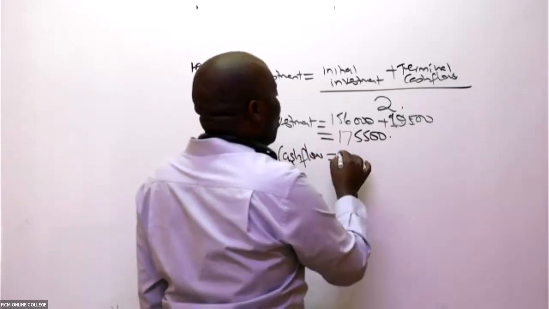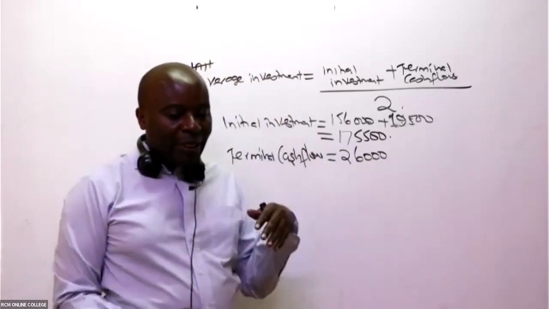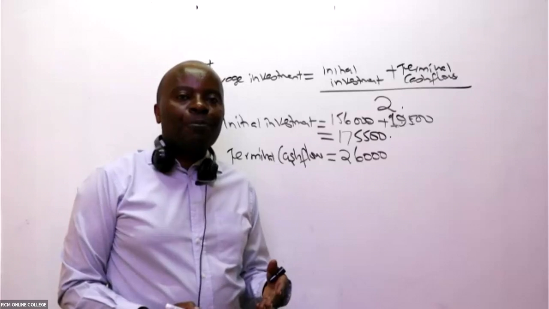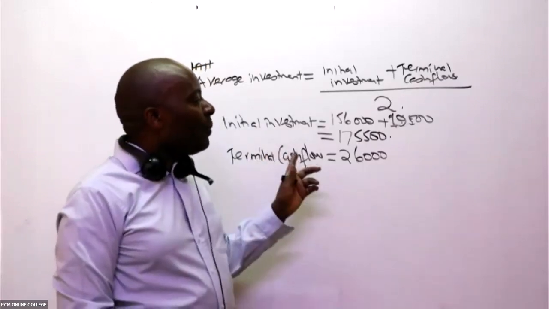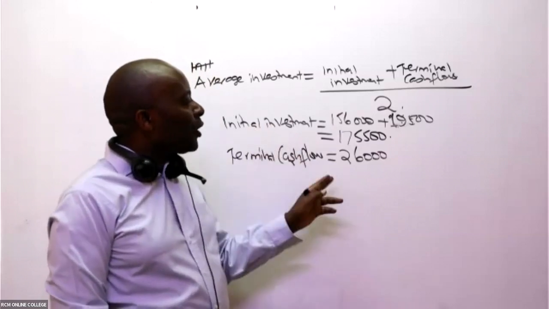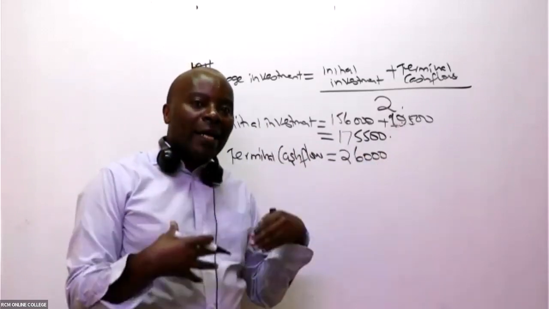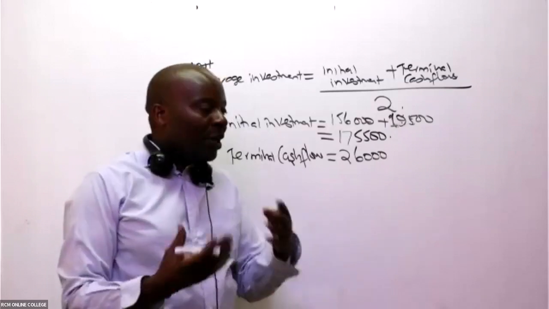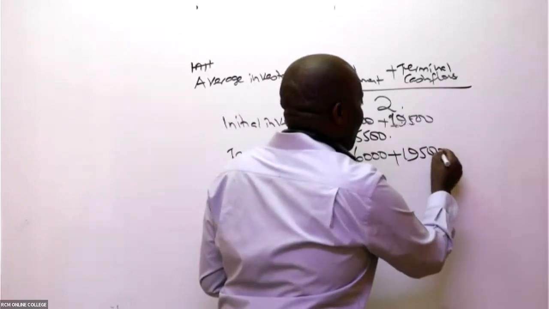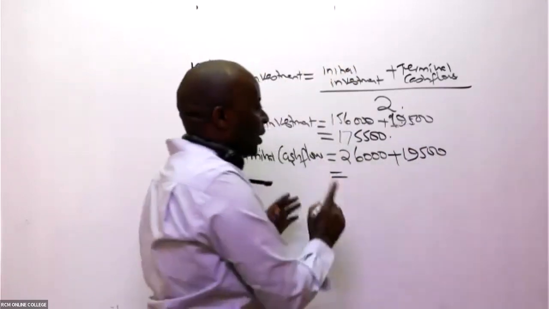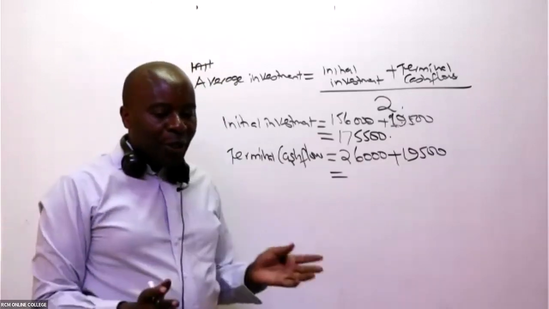So terminal cash flow, of course, is the scrap value. At the end of the project, we shall realize our scrap value. But now these other scholars will come and tell us that when we are getting this average investment, this particular working capital will be released to us. So in that case, they'll add 19,500. Can you kindly give me 26,000 plus 19,500? What do we have here, ladies and gentlemen?